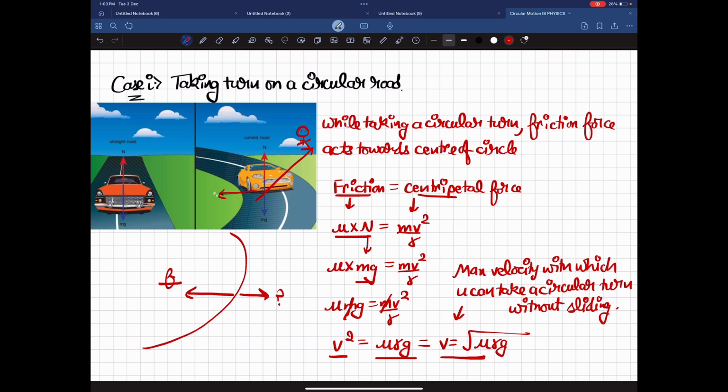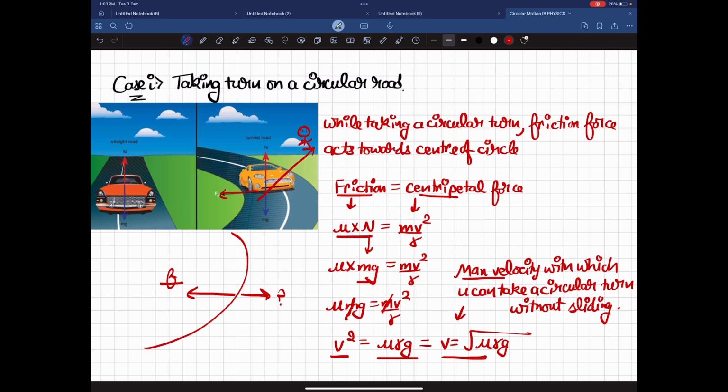Now what is this velocity? This is the maximum velocity with which you can take a circular turn without sliding. So if your velocity is just a little bit more than this, then the car will slide out of the circle. Alright, and the concept is only this: friction is acting towards center of the circle, so friction is the centripetal force. Mu into normal is equal to mv square by r.